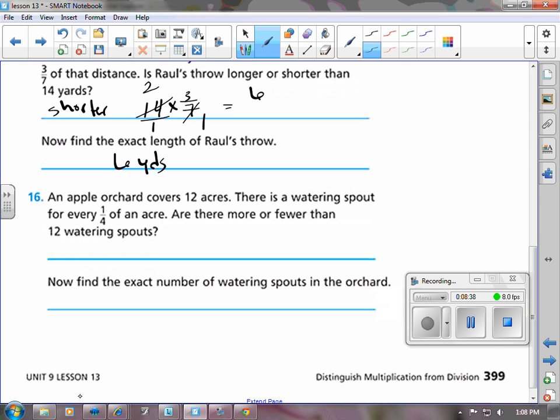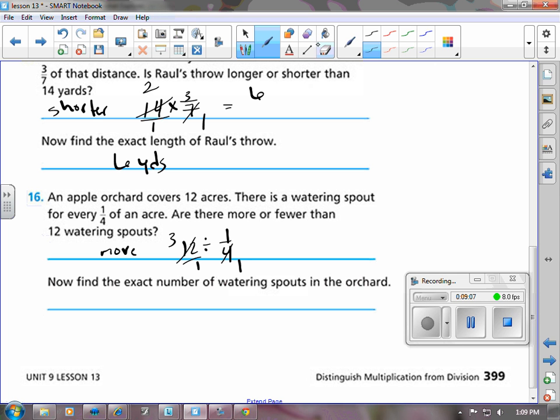An apple orchard covers 12 acres. There's a watering spout every 1/4 of an acre. Are there fewer or more than 12 watering spouts? More. Okay. Because you're going to divide. You're going to take 12 and divide it up into fourths. How many fourths are there in 12 is what we're saying. So again, you can look at it like 1 here. 4 goes to 1, 4 into 3.